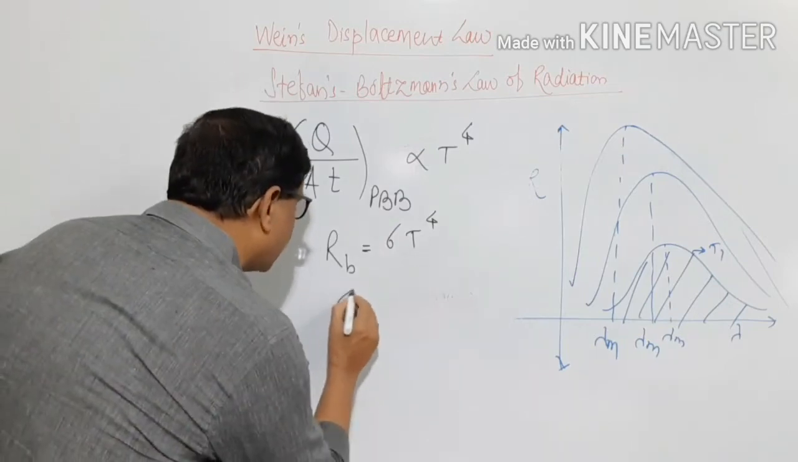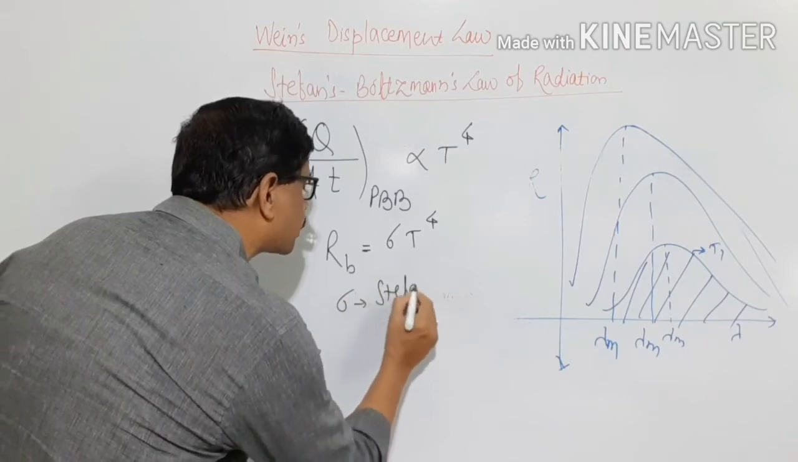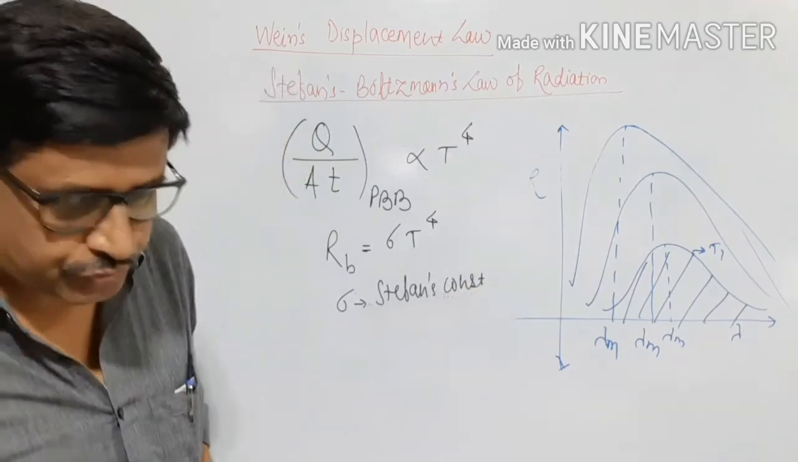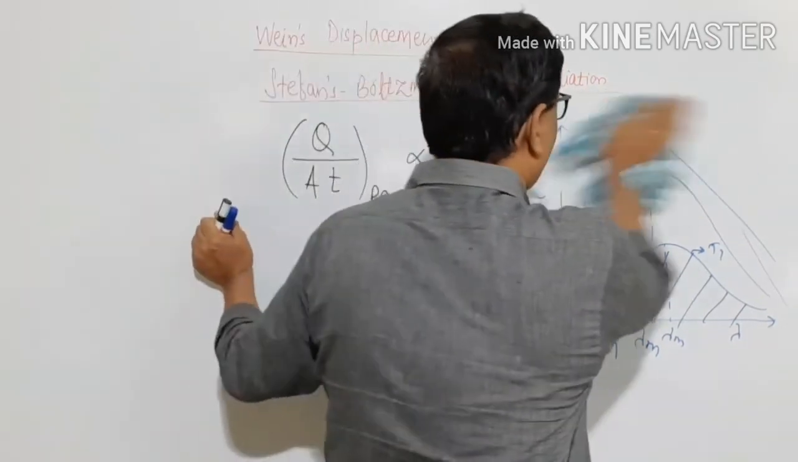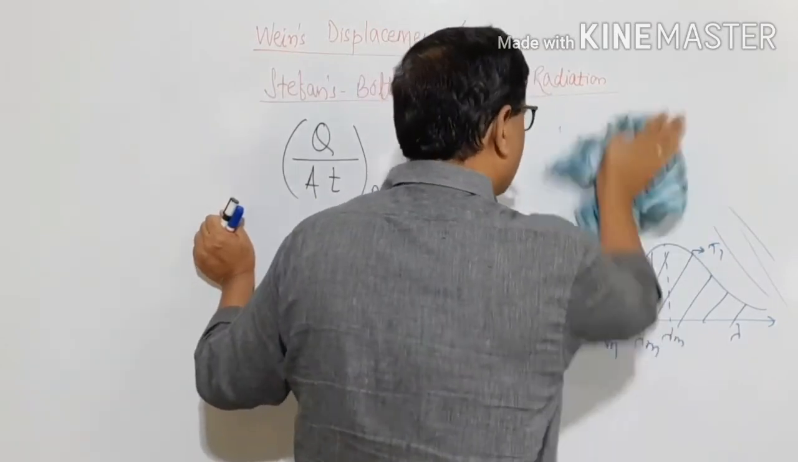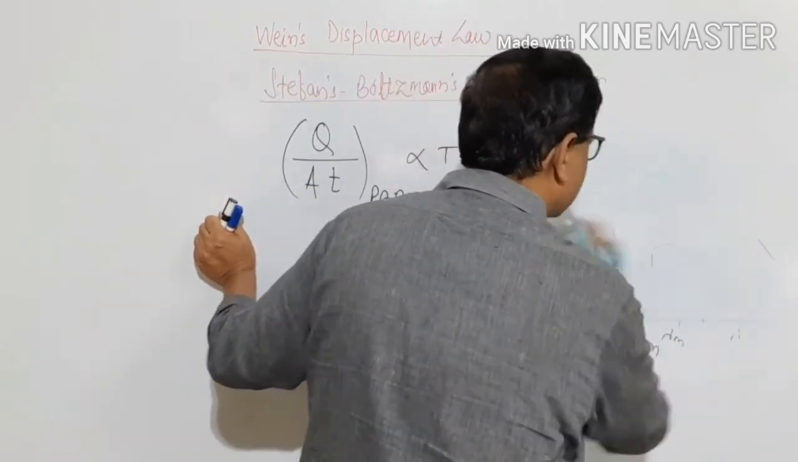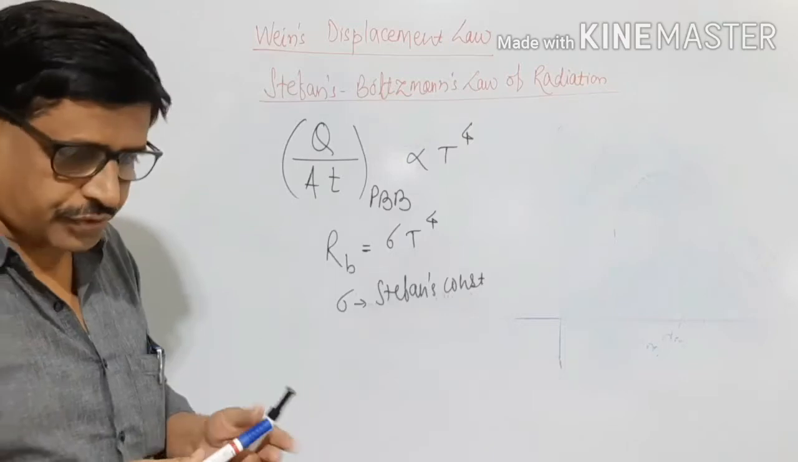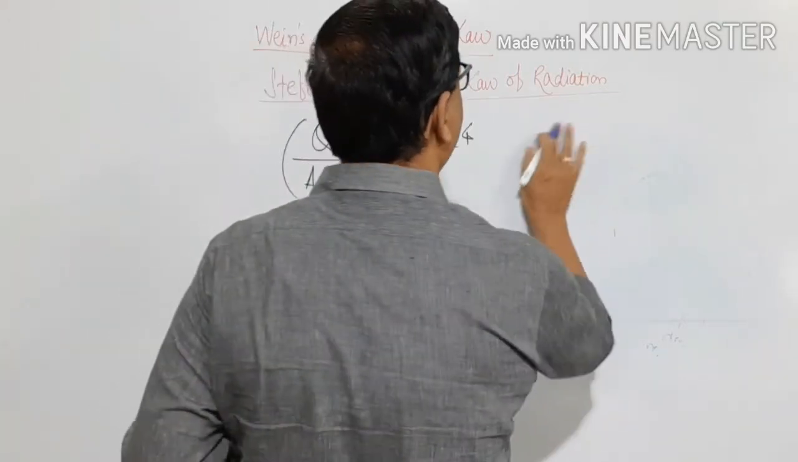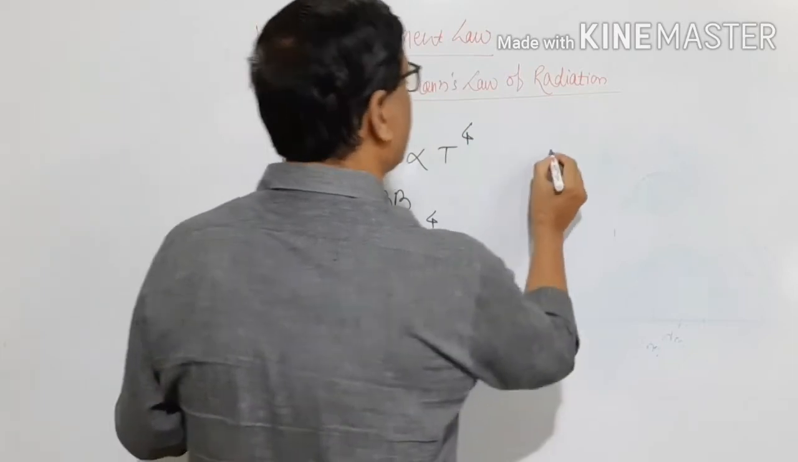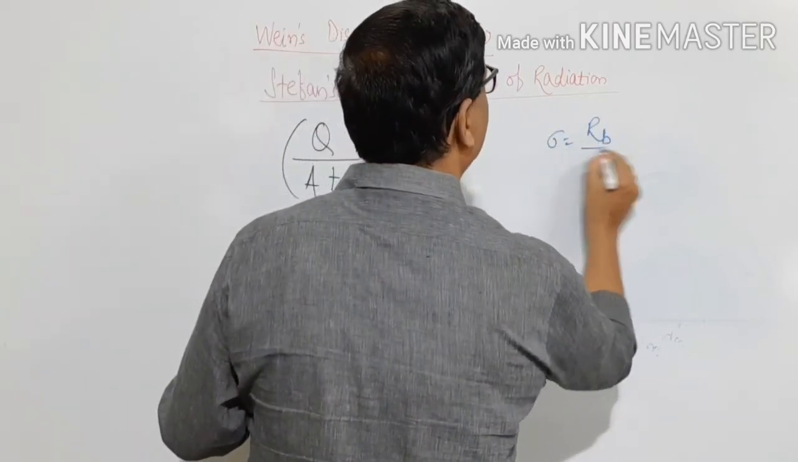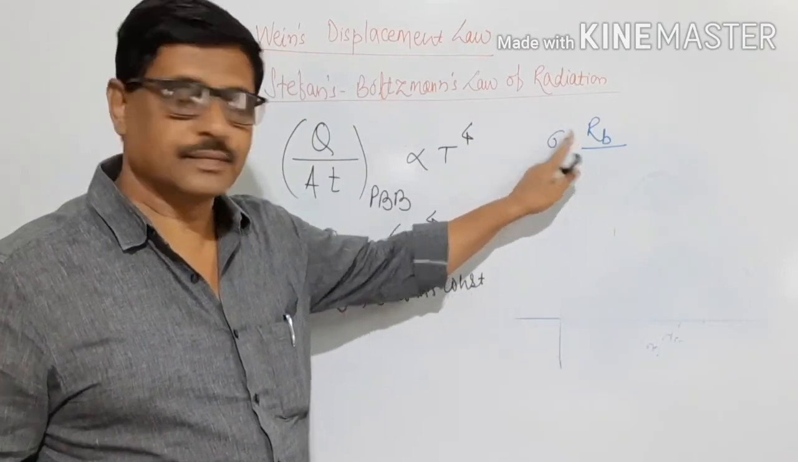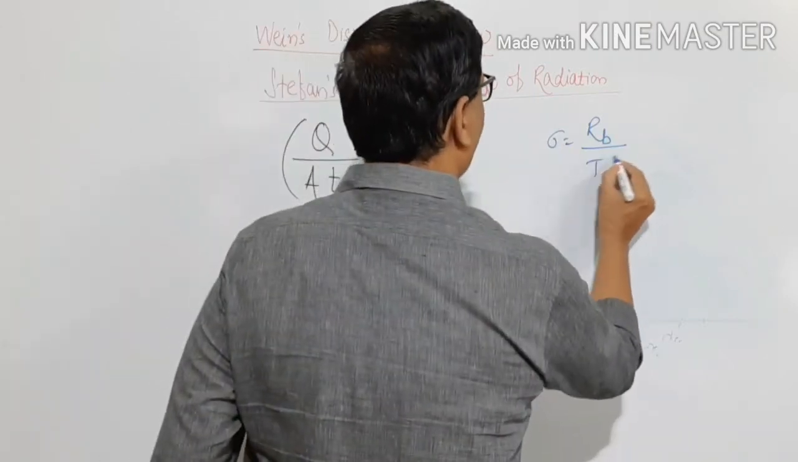What is sigma? Sigma is Stefan's constant. What are the unit and the dimensions of Stefan's constant that we will see? Sigma is Stefan's constant, and this Stefan's constant sigma is equal to the radiant power per unit area divided by T to the power of 4.